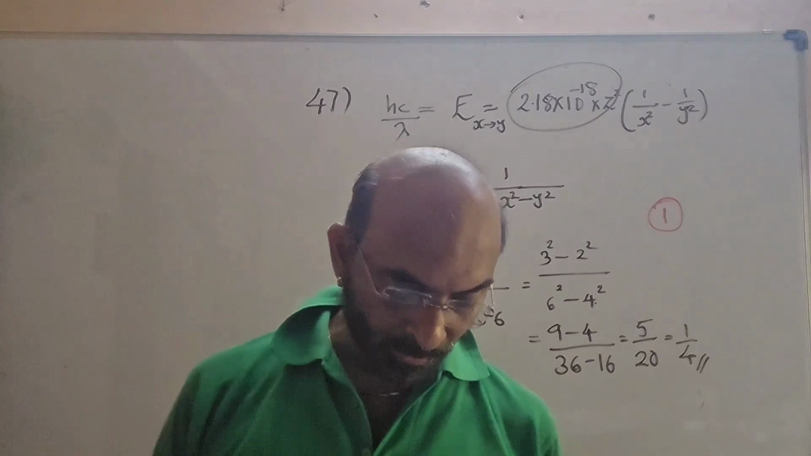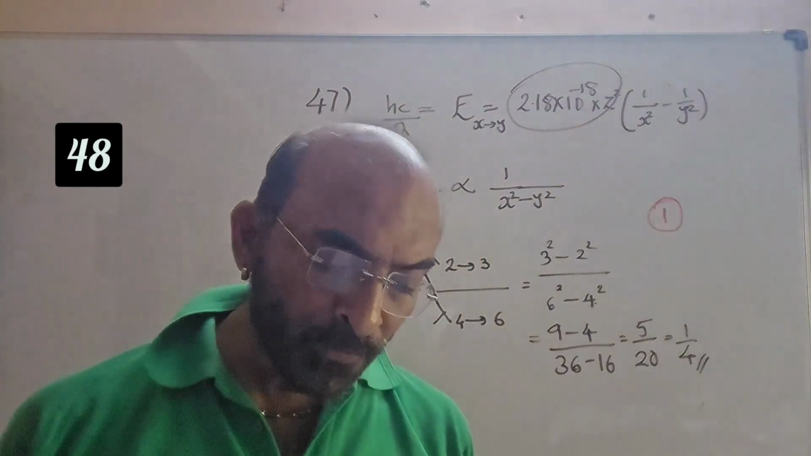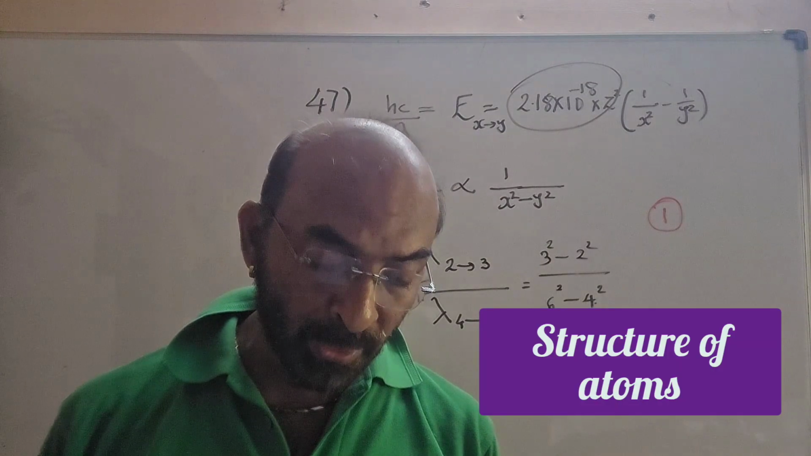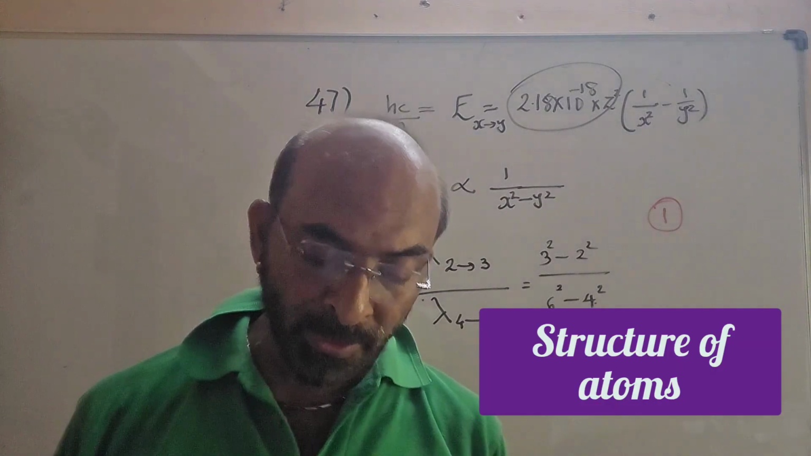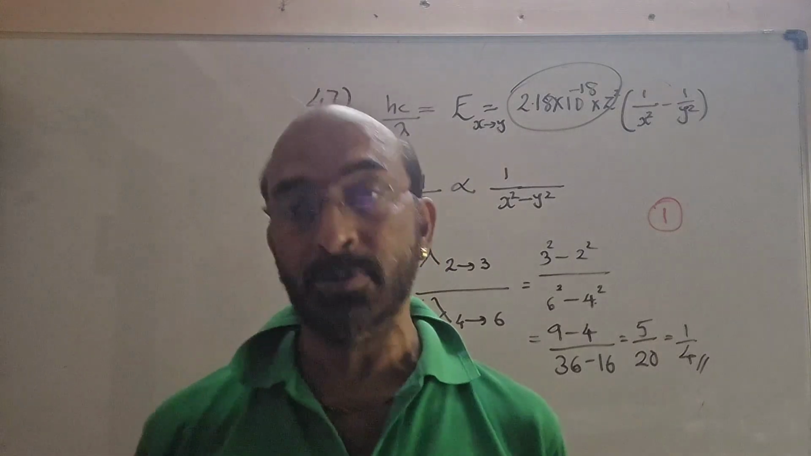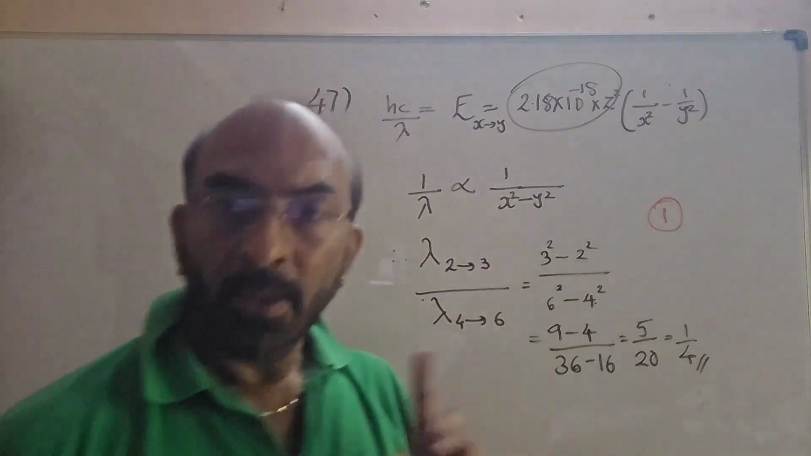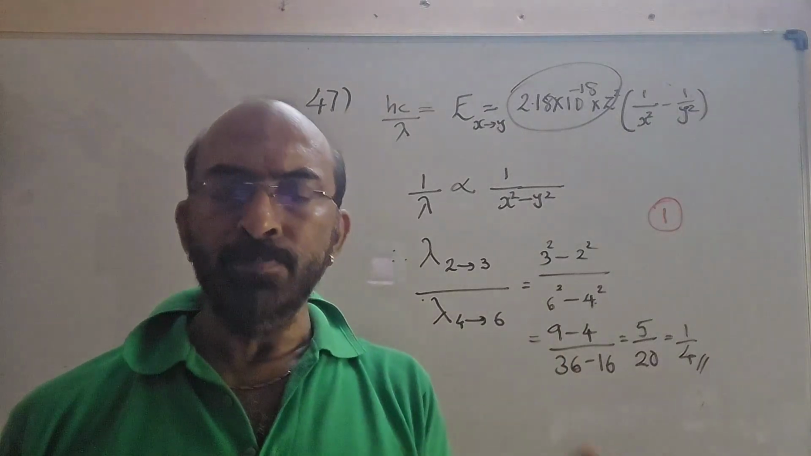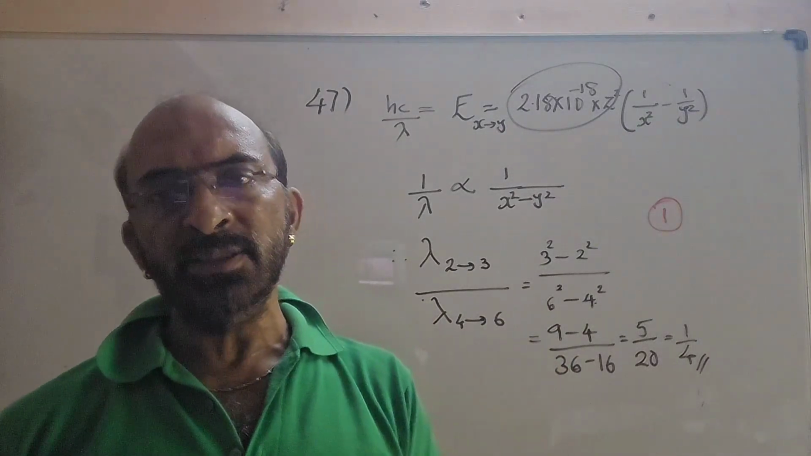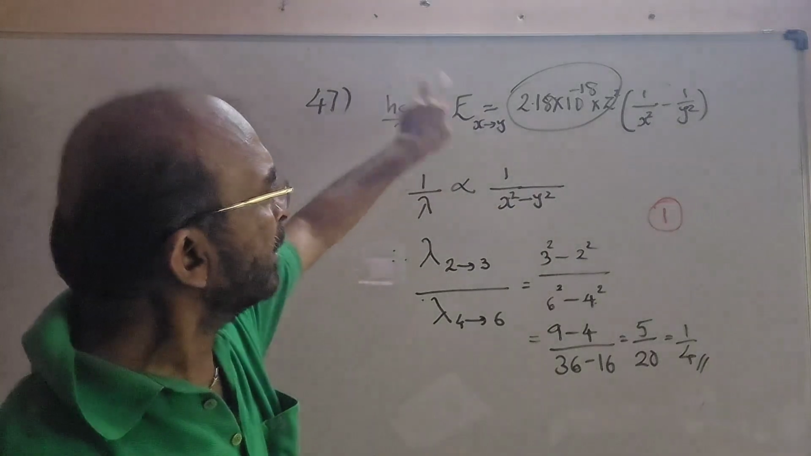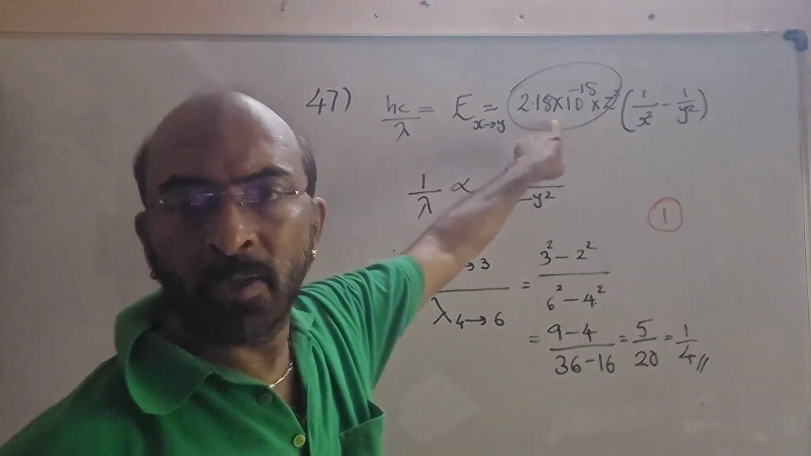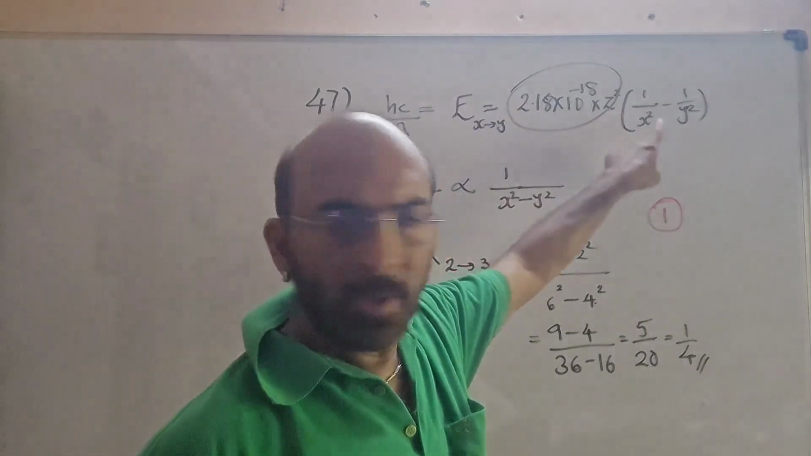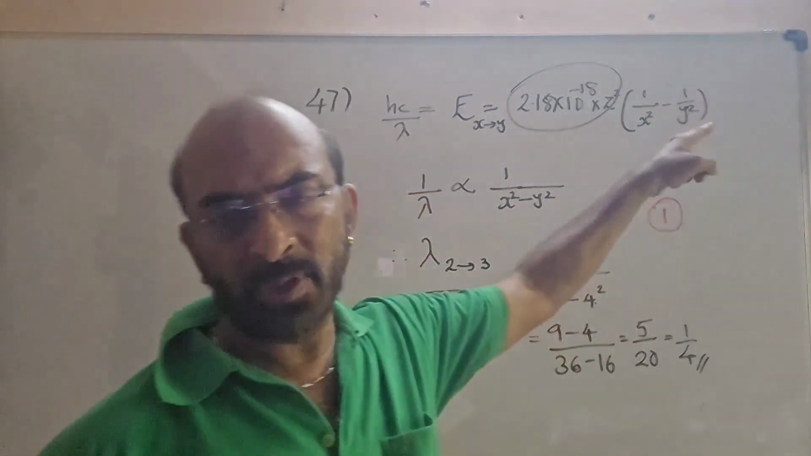The third question, question number 48. The ratio of wavelengths of light absorbed by hydrogen atom when it undergoes n equal to 2 to n equal to 3 and n equal to 4 to n equal to 6 transitions respectively. See, energy versus electron transition. Energy either absorbed or released during an electron transition is given by the equation E x to y is equal to 2.18 into 10 to the power of minus 18, the constant, into z square into 1 by x square minus 1 by y square.